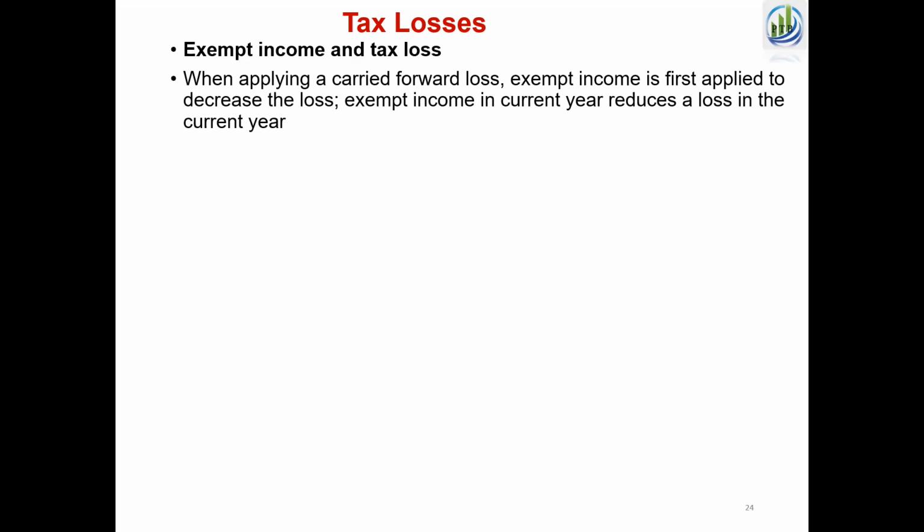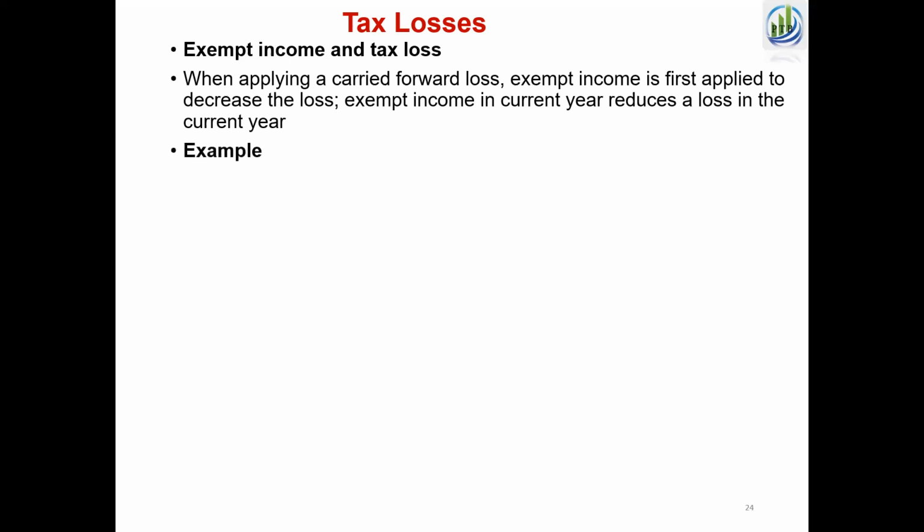Same as previously, when I talked about deductible expenses like gifts and contributions, exempt income is also the same. What the rule says is that when you apply and carry forward a loss, exempt income is applied first to decrease the loss. Exempt income in the current year reduces the loss of the current year. So I will explain through an example.